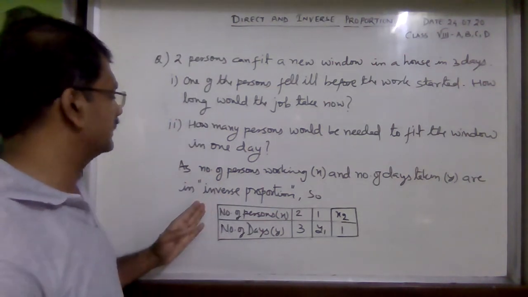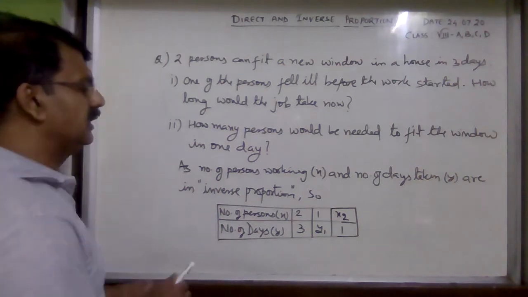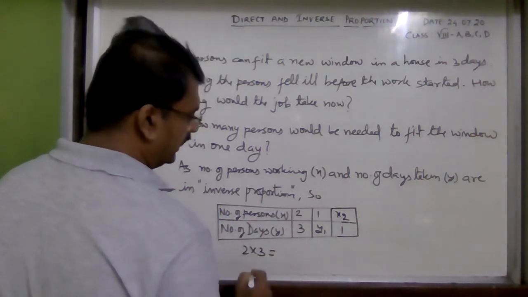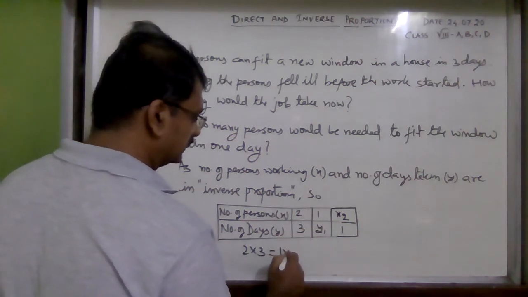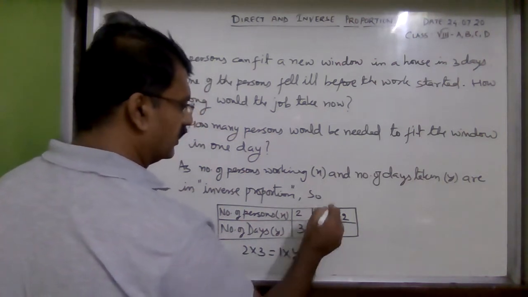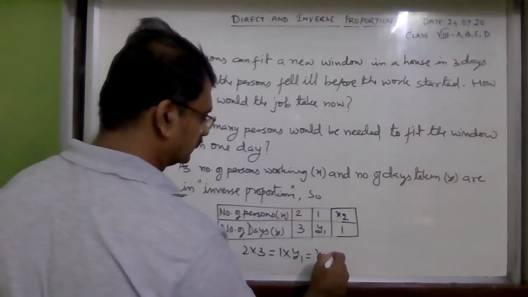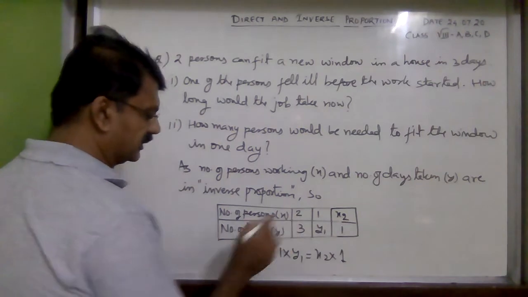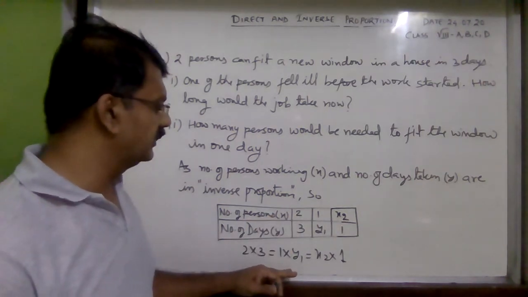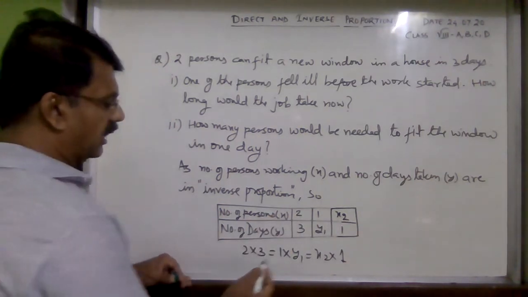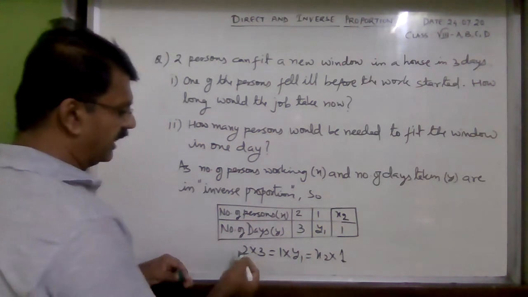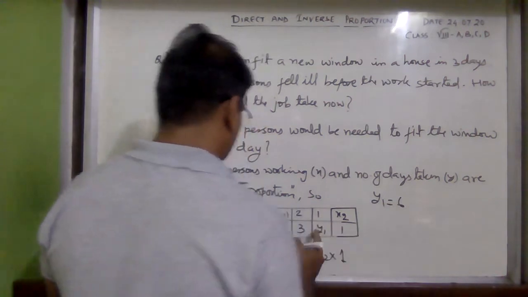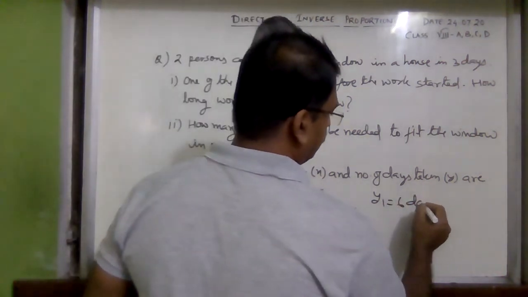Now as I have already explained that they are inverse proportion, so we can write 2 into 3 is equal to 1 into y1 is equal to x2 into 1. This into this is equal to this into this is equal to this into this. Now 1 into y1 will be y1 only, so y1 is equal to 2 into 3, 6. y1 is equal to 6 means 6 days.